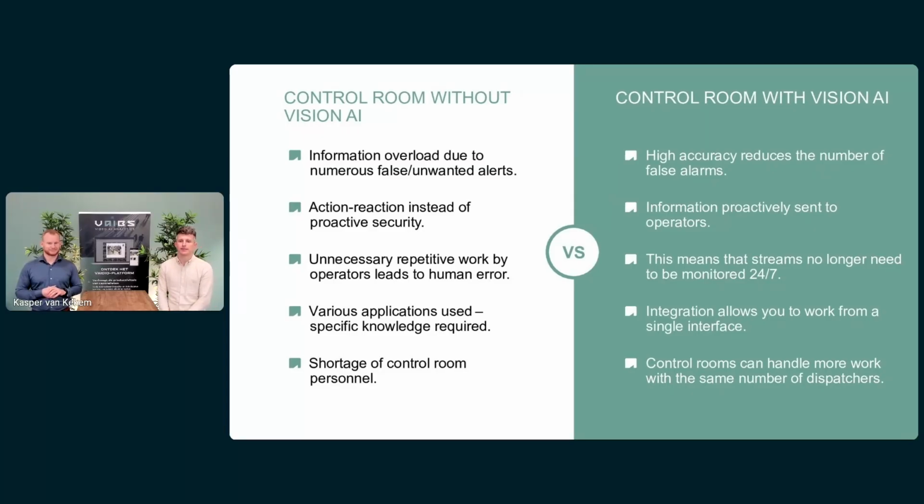And as we already said, Vision AI is using smart AI algorithms which lead to a high accuracy, reducing the number of false alerts. So the operators only have to monitor and look at detections and events that really matter to their work. So they're not looking at false or unwanted alerts, as when there is no Vision AI platform present. Next to that, the information is proactively sent to operators instead of action-reaction.